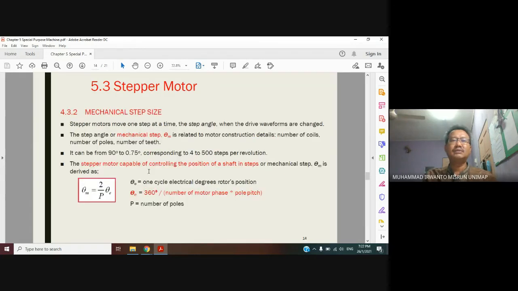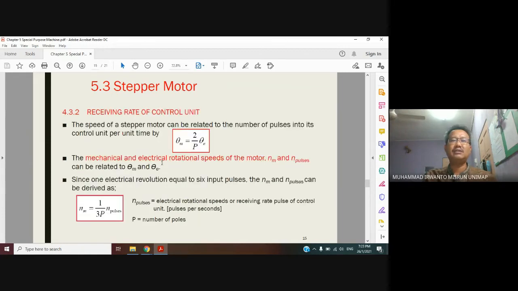Now, the mechanical step, delta M, is stated by this formula: delta M is equal to 2 over P multiply theta E. The theta E is one cycle electric degree of the rotor's position, which is equal to 360 degrees over the number of motor multiply pole pitch. And P here is the number of poles.